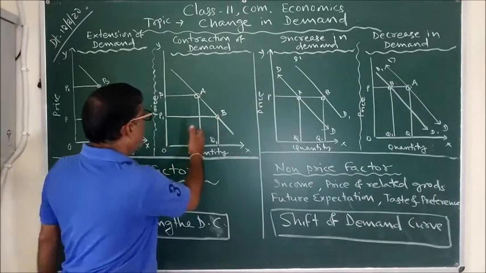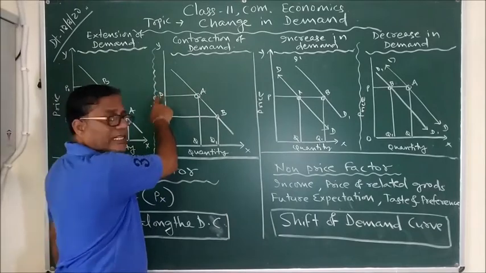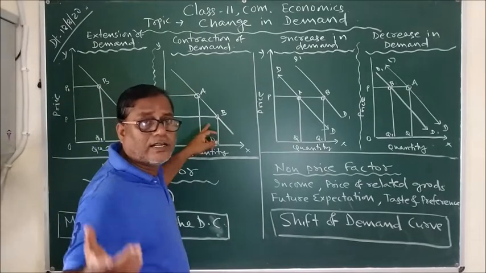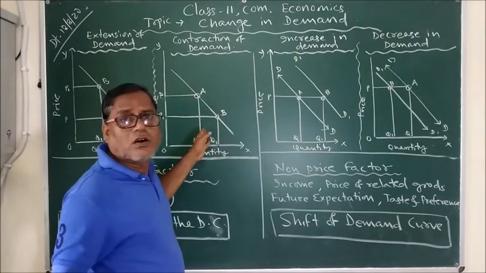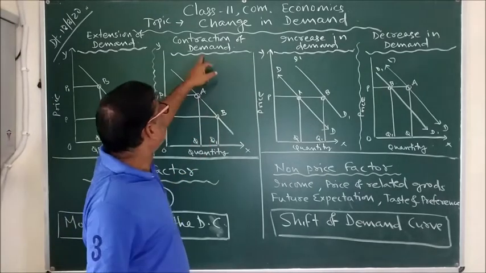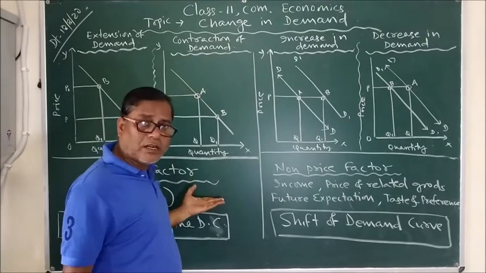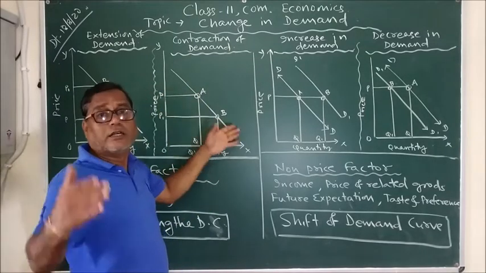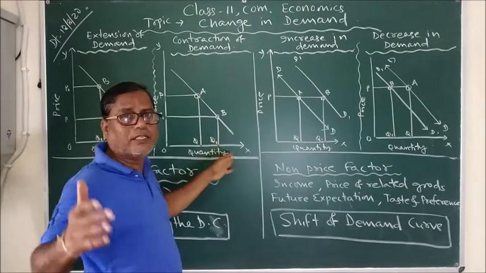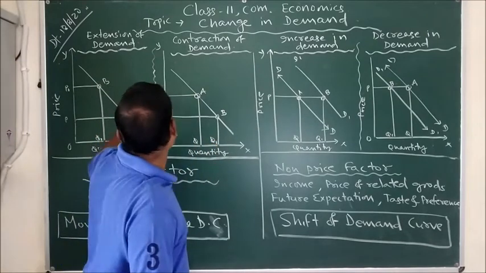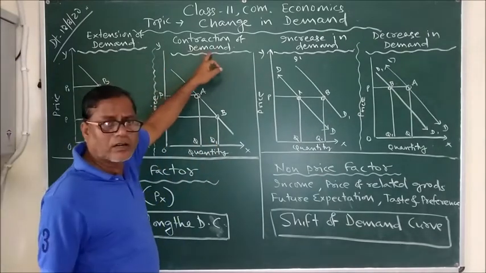So this is how an increase in the price resulted in a fall in the quantity demanded of the good, which is called contraction of demand. And it is also a price factor, because the price is increasing, demand is changing. That means demand is falling. So this is all about extension of demand and contraction of demand.